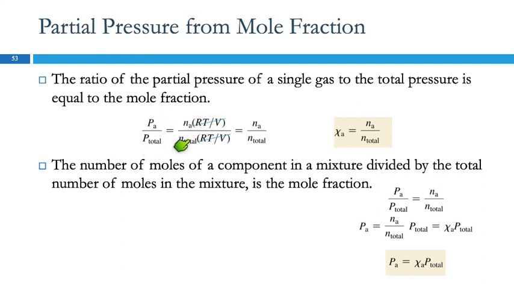The total pressure is equal to the total number of moles times RT over V. The RT over V's cancel out, and we get the moles of A divided by the total number of moles. So this has a name. This is called the mole fraction.